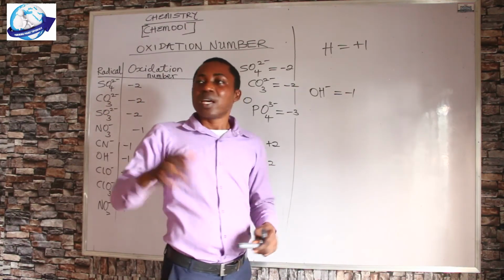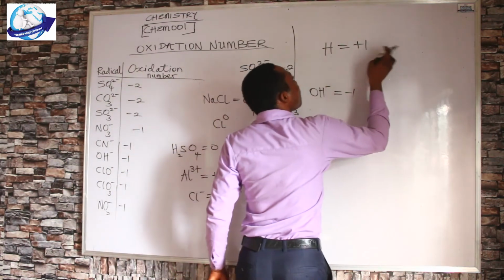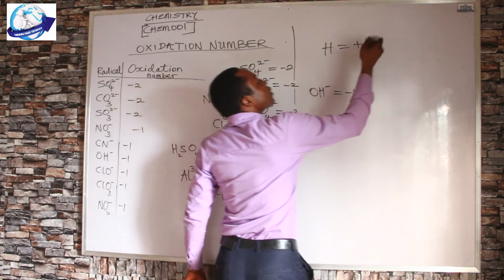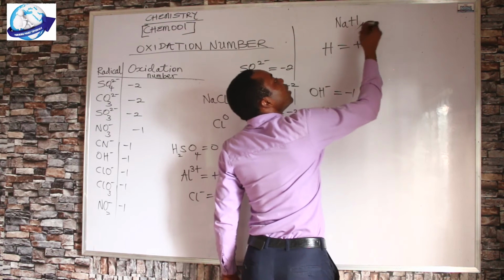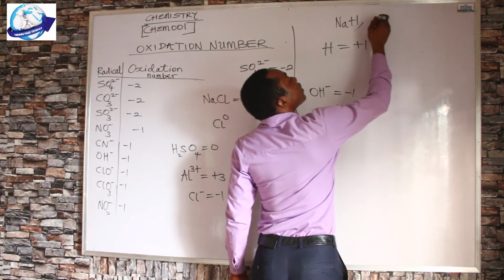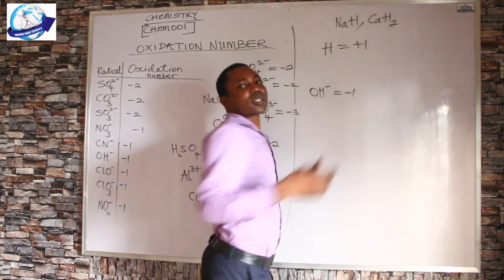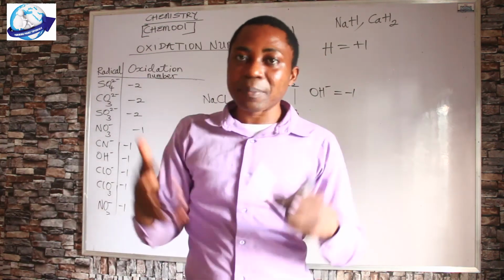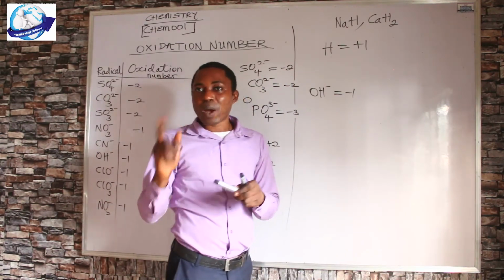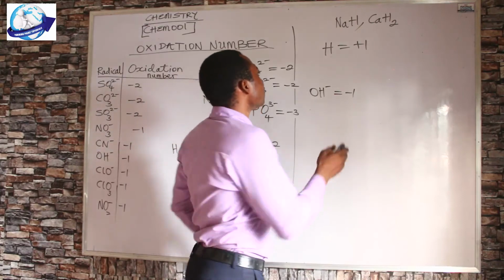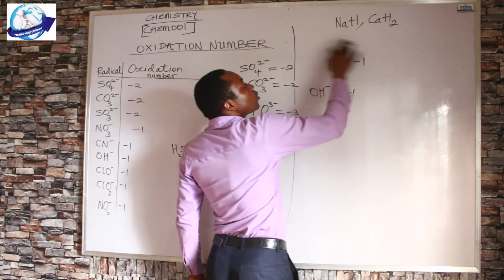When hydrogen combines with a metal to form a metallic hydride, for example sodium hydride, this is a metallic hydride. We also have calcium hydride, which is a hydride too. When hydrogen combines with a metal to form a metallic hydride, it will have minus 1 as the oxidation state. In that case, hydrogen will be minus 1, not plus 1.